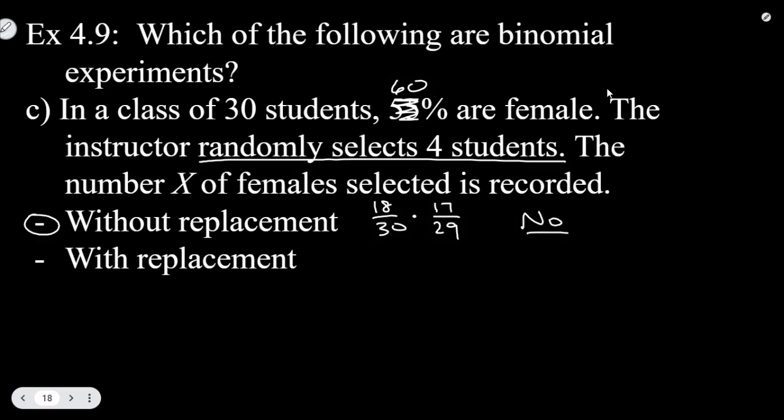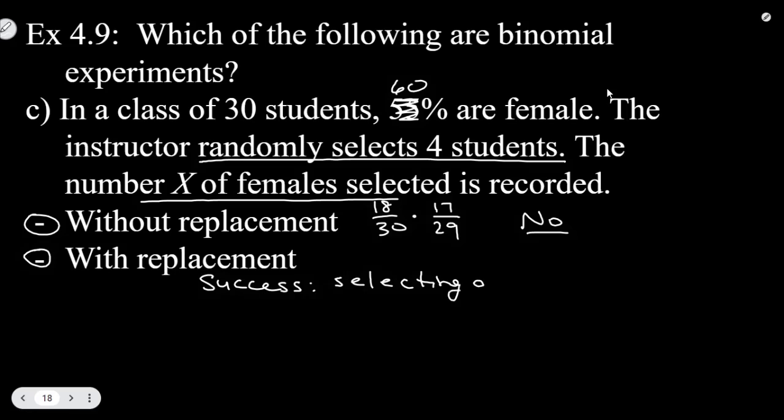So let's go on to with replacement. That takes care of the independence issue. So yes, it's independent. We have our fixed number of trials. The instructor randomly selects, and the number X of females selected is recorded. So we could define success in these trials as selecting a female. Then failure would be not selecting a female.